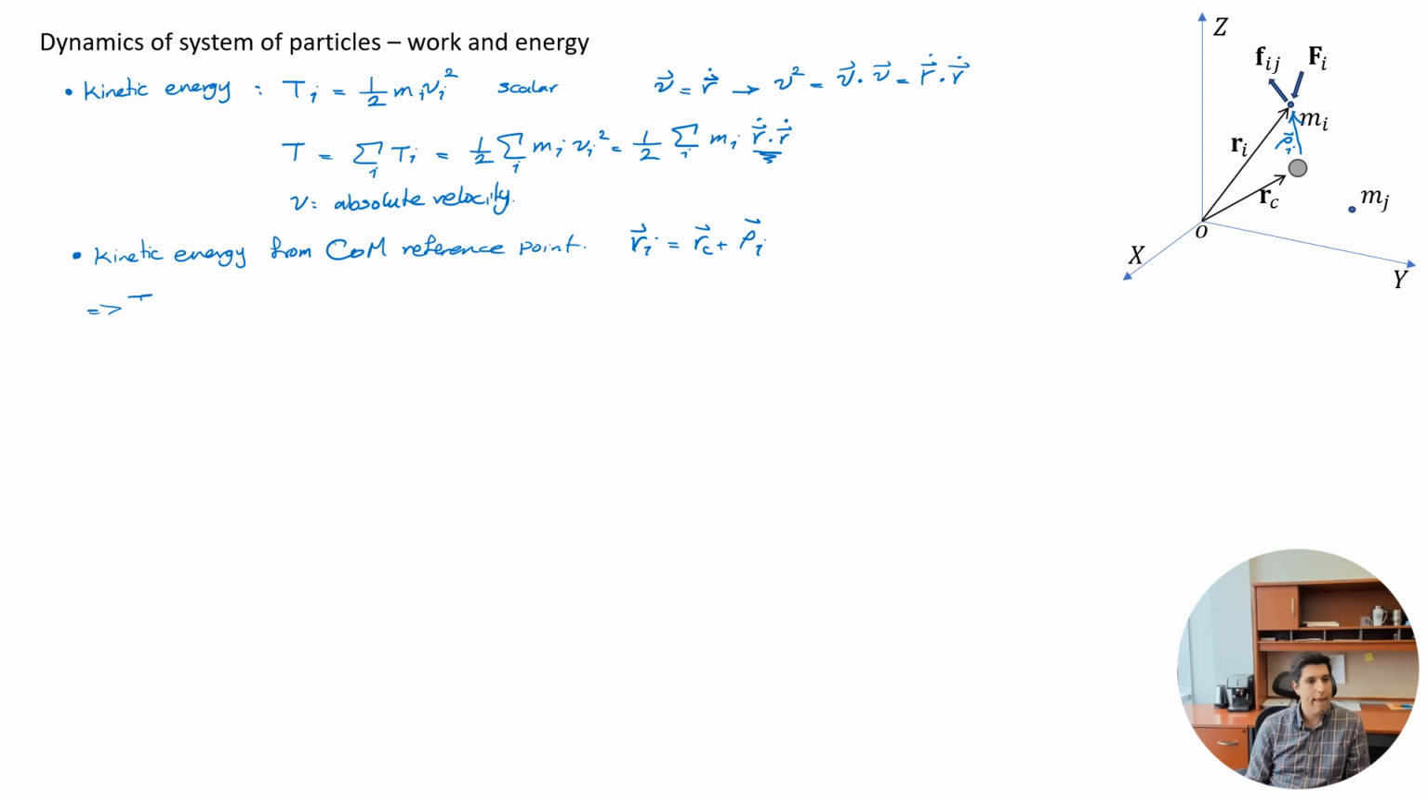So T is the summation of mi times Ri dot Ri, which is Rc plus rho i dot Rc plus rho i. So I'm working with the dotted version of those, the first derivative. So R dot i obviously equals R dot c plus rho dot i.